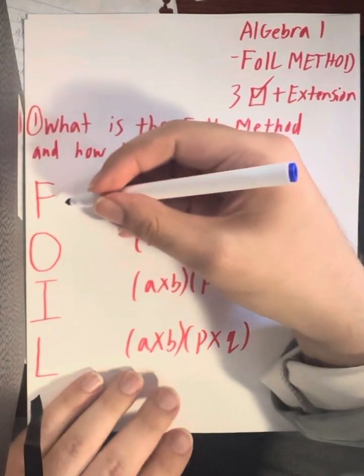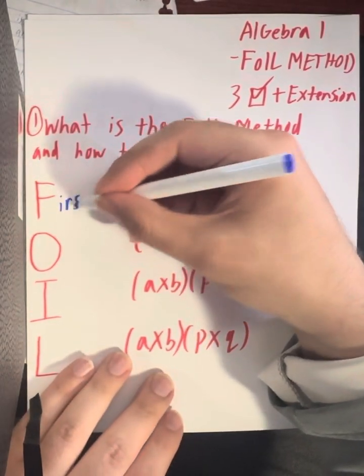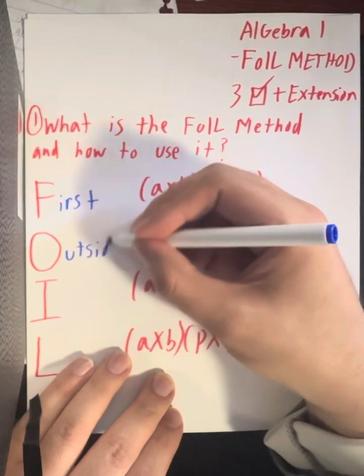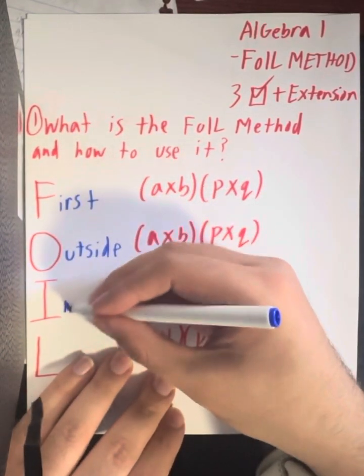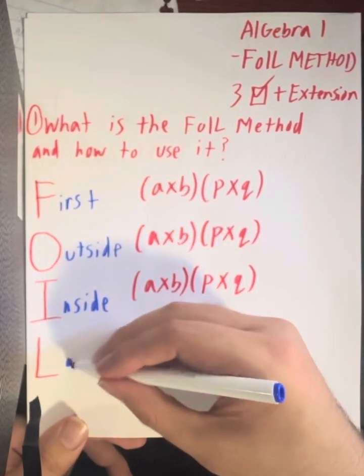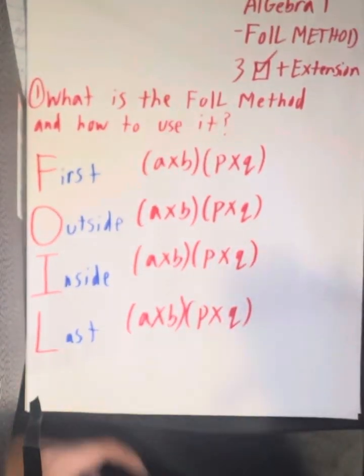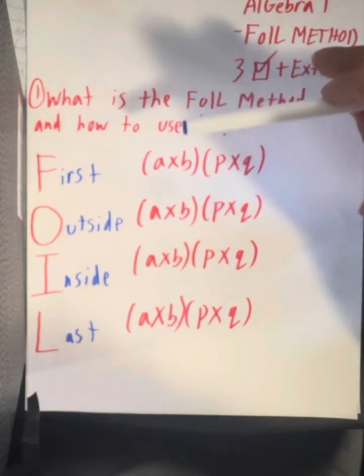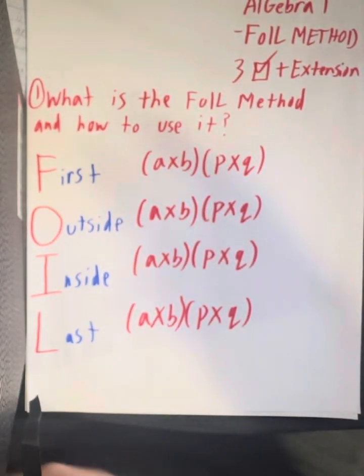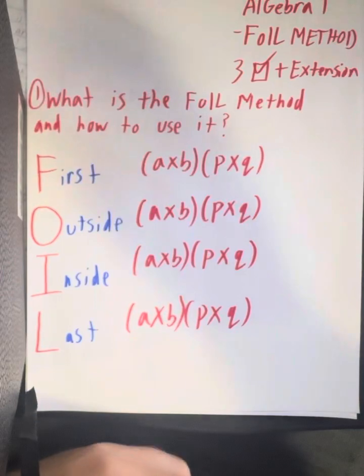So F stands for first. O stands for outside. I stands for inside, and L stands for last. Okay, so pretend this is A X, and B is a constant, and P is an X value, and Q is just a constant. So when you see a binomial, this will be the roadmap.